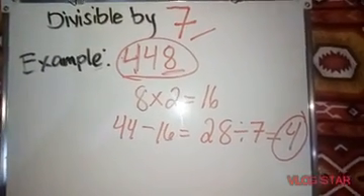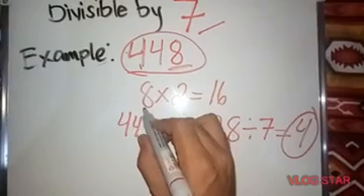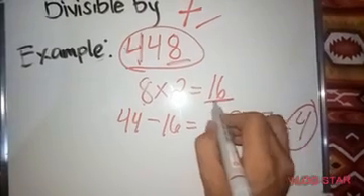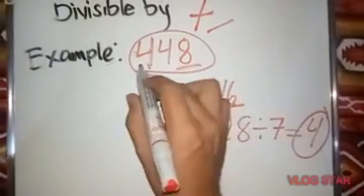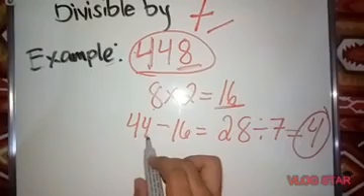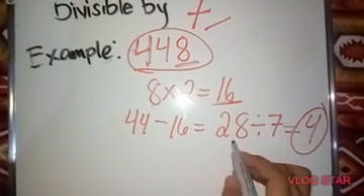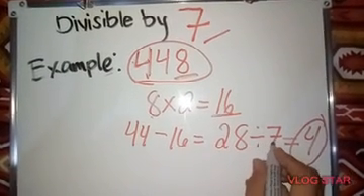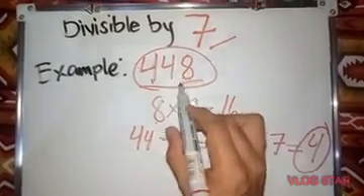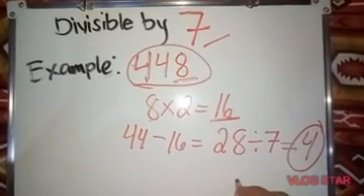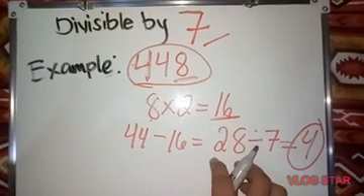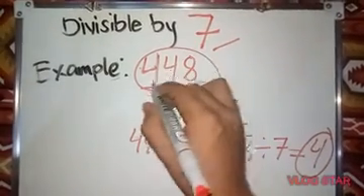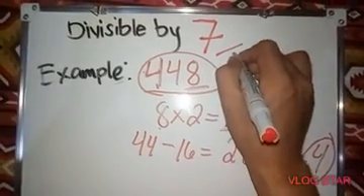I will repeat the process. Twice the last digit, 8 times 2, the answer is 16. Then subtract the product from the remaining 2 digits, 44 minus 16, the answer is 28. If the difference is divisible by 7, then the number is divisible by 7. So just like here, 28 can be divided by 7 without remainder, so 448 is divisible by 7.